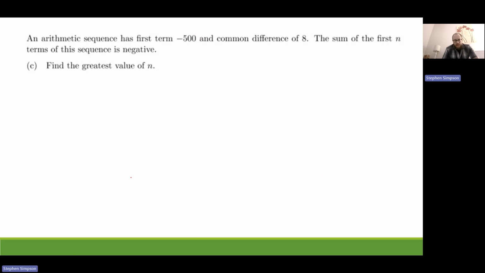Now for part C. As you can see, we've got some extra information to use here. It's almost like it's a totally different problem. So an arithmetic sequence has a first term of -500 and a common difference of 8. Hey, at least they told you it was arithmetic this time. That was nice. So we know which formulas we should be using. And it tells us something about the sum. So make sure we're using the sum of an arithmetic sequence formula in there somewhere. And even if you just write that formula down, you might get a point for that.